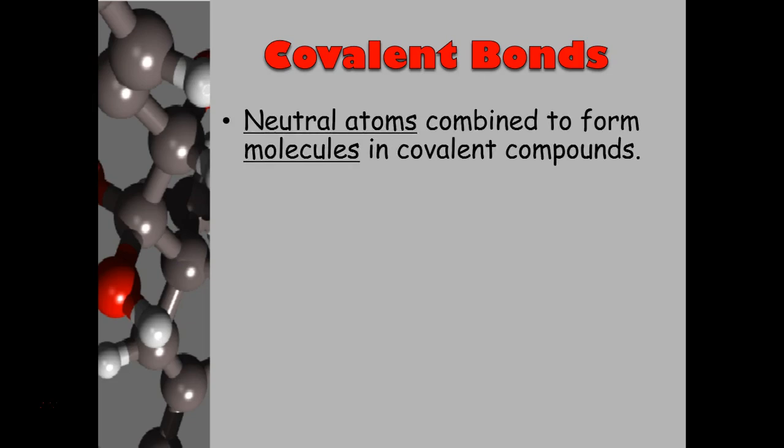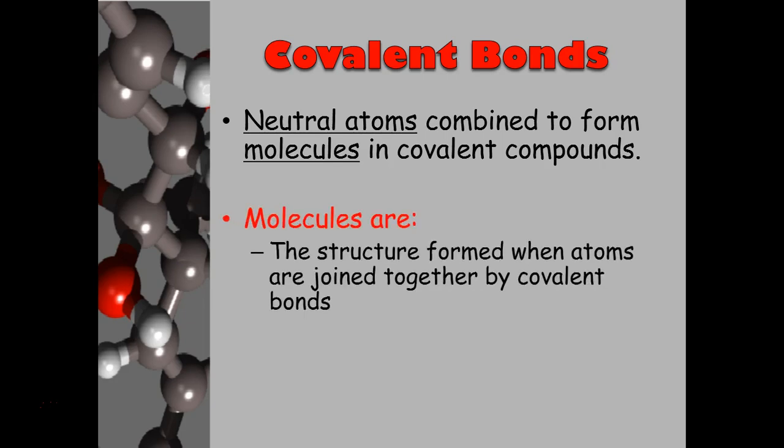The big thing here is to keep in mind that unlike the ionic bonding, where I had somebody gaining electrons and as a result gaining a negative charge, plus an atom that was losing electrons and then having a positive charge, there are no charged atoms going on in covalent bonding. They're neutral atoms, and they're going to come together to form these molecules in covalent compounds.